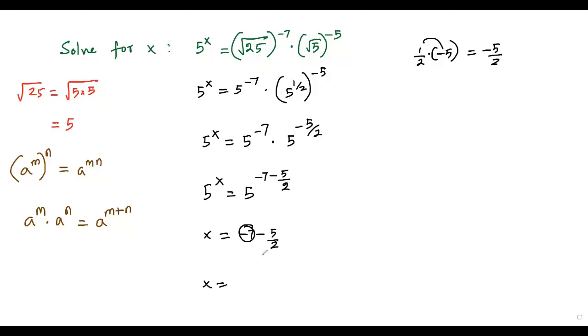If I multiply negative 7 by 2, it becomes negative 14. Now I am done with the multiplication, so I can take 2 as a common denominator for both numbers. Now I get x equals, when I combine negative 14 and negative 5, it becomes negative 19 over 2. So I have solved for x in the given equation. The value of x is negative 19 over 2.